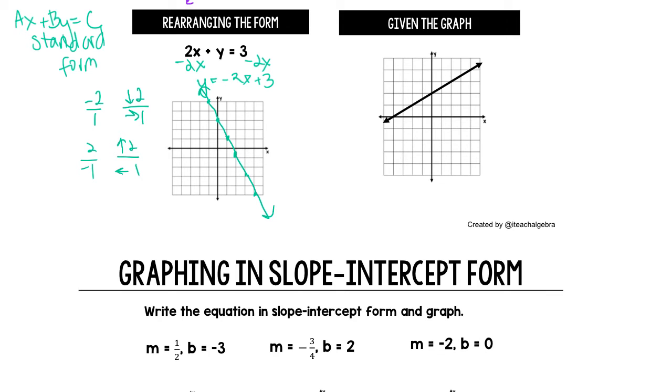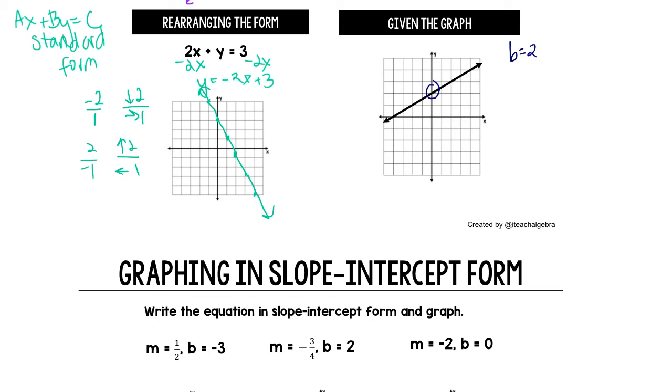Now, this one's a little tougher. I'm going to give you the graph, and we have to find the equation. Well, the first part is easy to find. B, our y-intercept, is right here. This line crosses our graph at b equals 2.